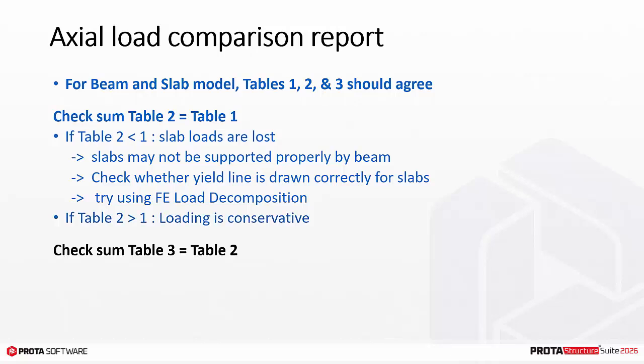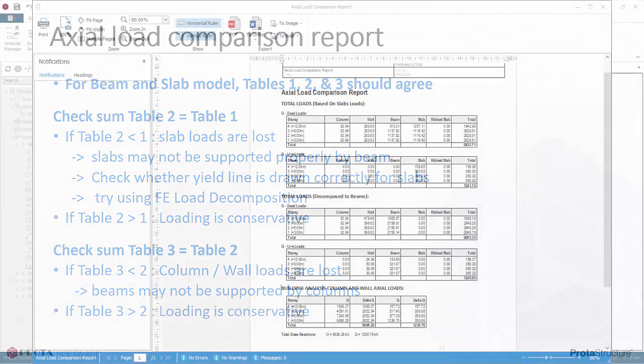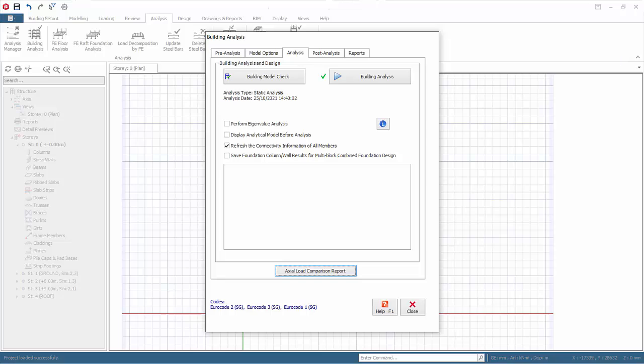Lastly, check sum of table 3 is equal or close to table 2. If table 3 is less than table 2, column and wall loads are lost. For example, beams may not be supported by columns properly, or the other way around, the columns are hanging in the air. Similarly, check values of each story to identify the culprit story. If table 3 is more than table 2, the axial loads are more than expected and hence conservative. However, if the difference is significant, then you should also go back to your model to investigate. Close the axial load comparison report window to proceed.